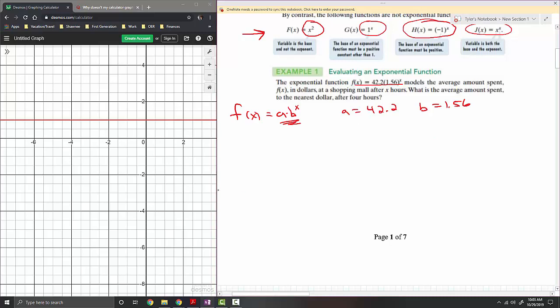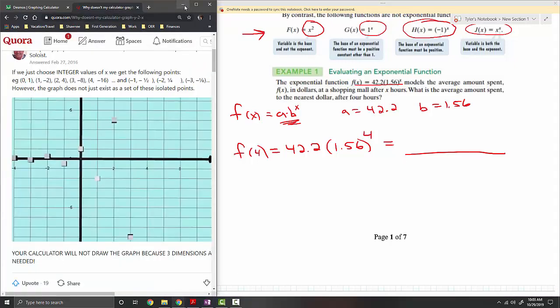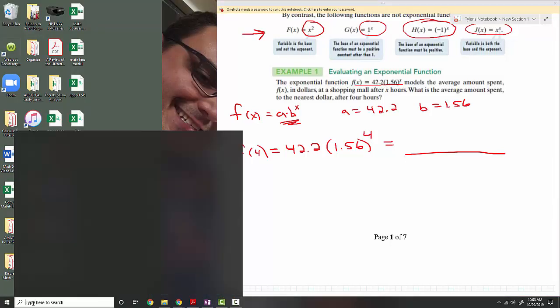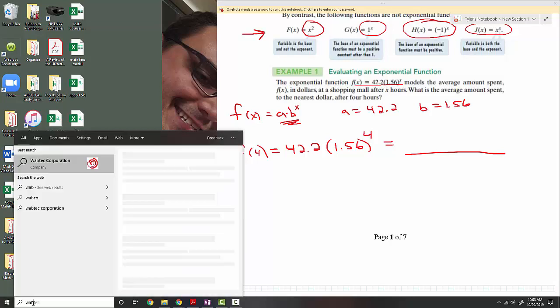So for this case, all we simply want to do is find f of 4, right? Because we want to know after 4 hours, right? So f of 4 would be 42.2 times 1.56 raised to the 4th power, right? Just plugging that in for x, and we could get a value for this. Let's see, and I don't think I have a graphing calculator installed on this PC any longer. Let me check.